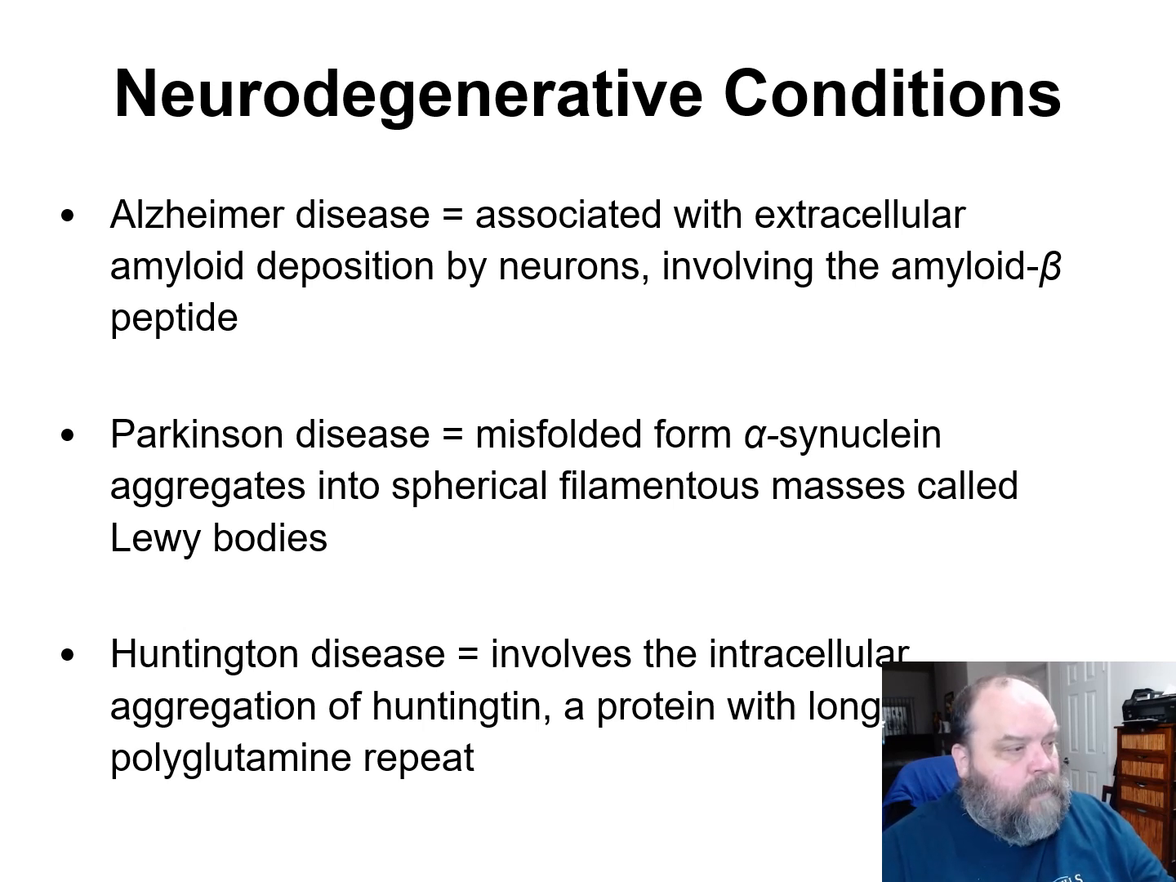The amyloid beta is a protein that we see associated with neurons. Not going to go into what the amyloid beta does. That peptide, maybe somebody can do it as part of your research project.